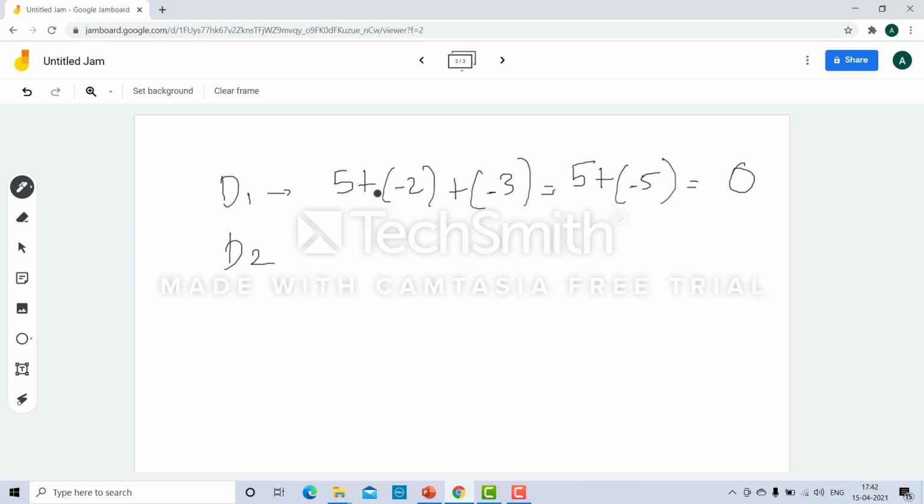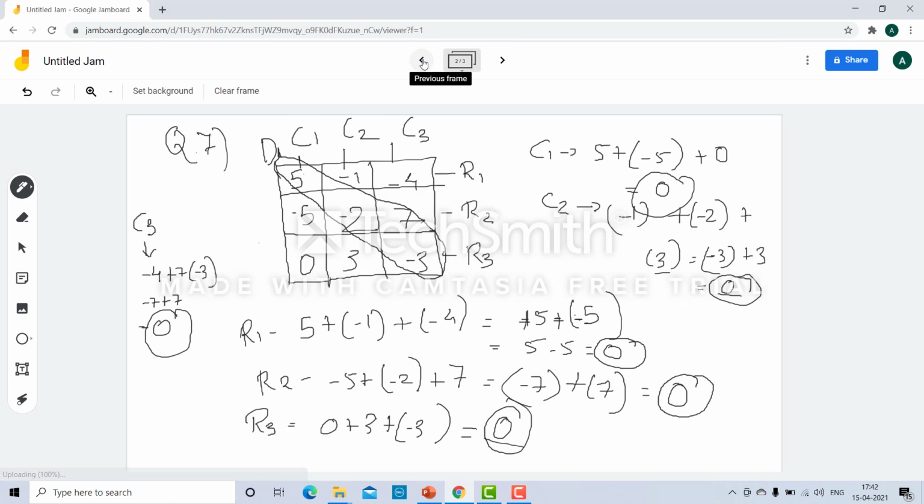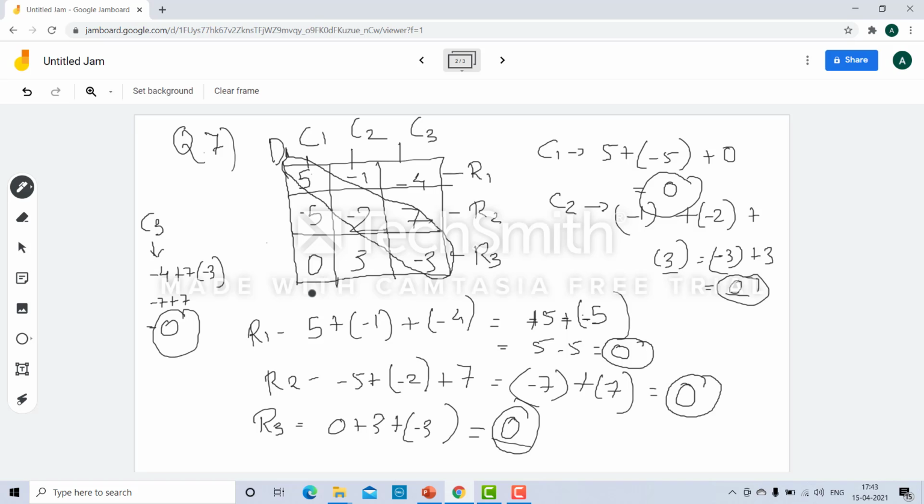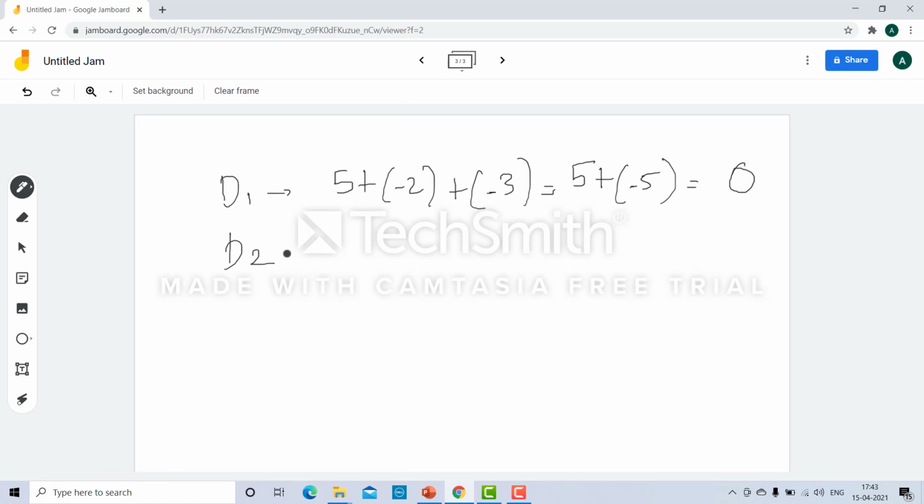Now we will check for diagonal number 2, children. What is our diagonal number 2? Our diagonal number 2 will be this one. These numbers, that is -4, -2 and 0, isn't it? So let us see what we will get for diagonal number 2. The numbers will be -4 plus -2 plus 0, so that is equal to -6.